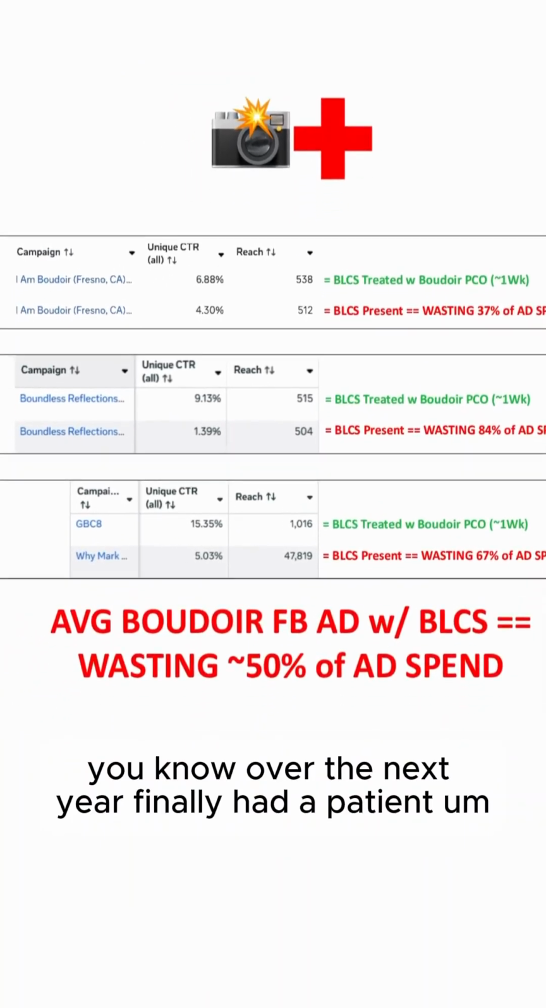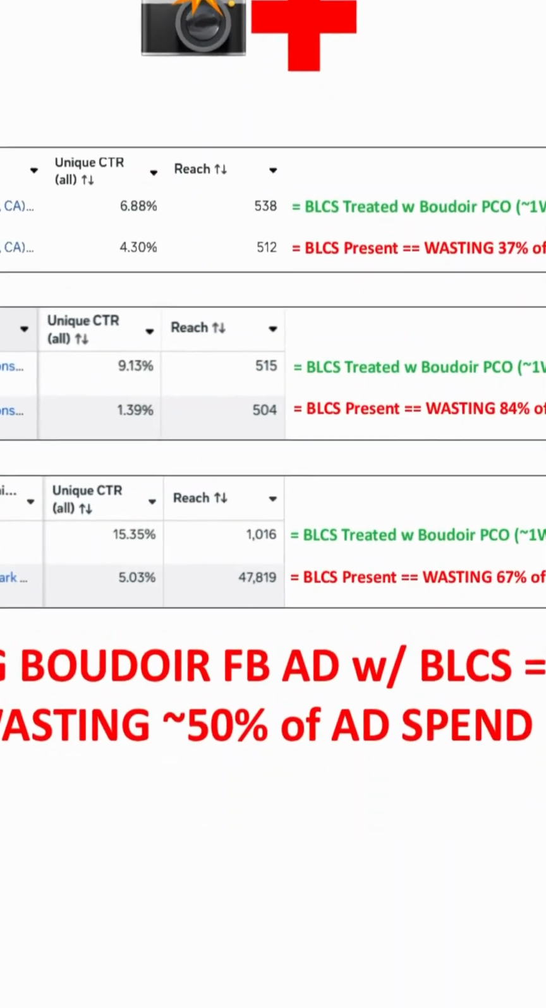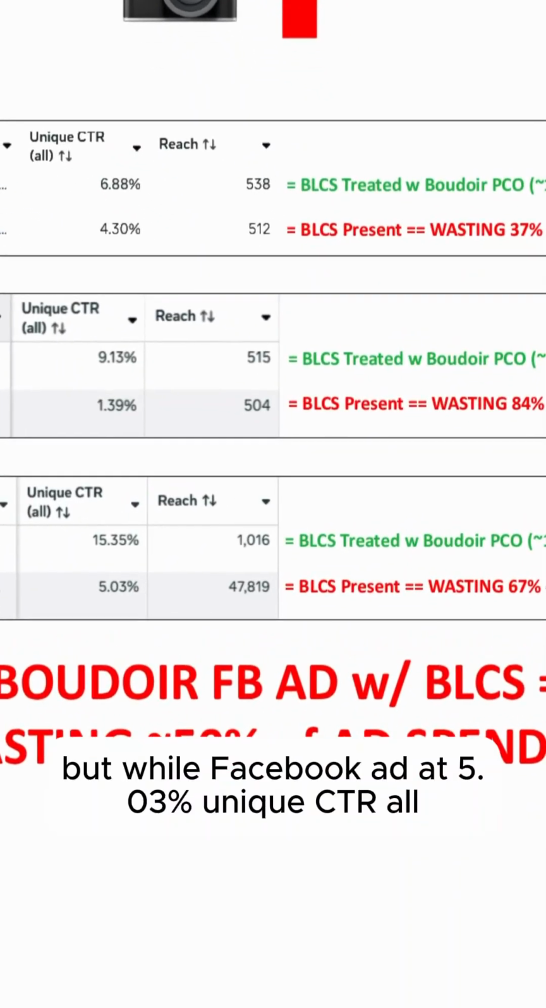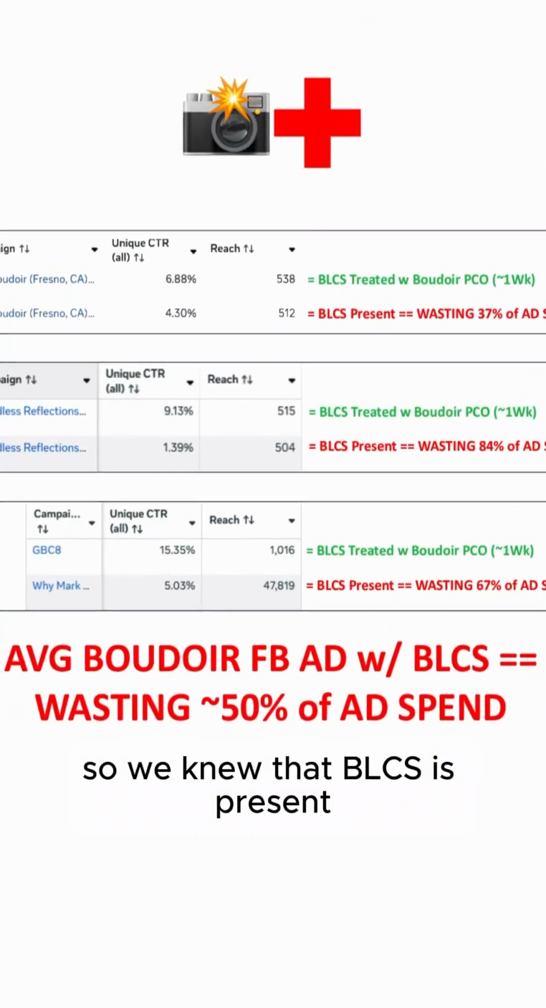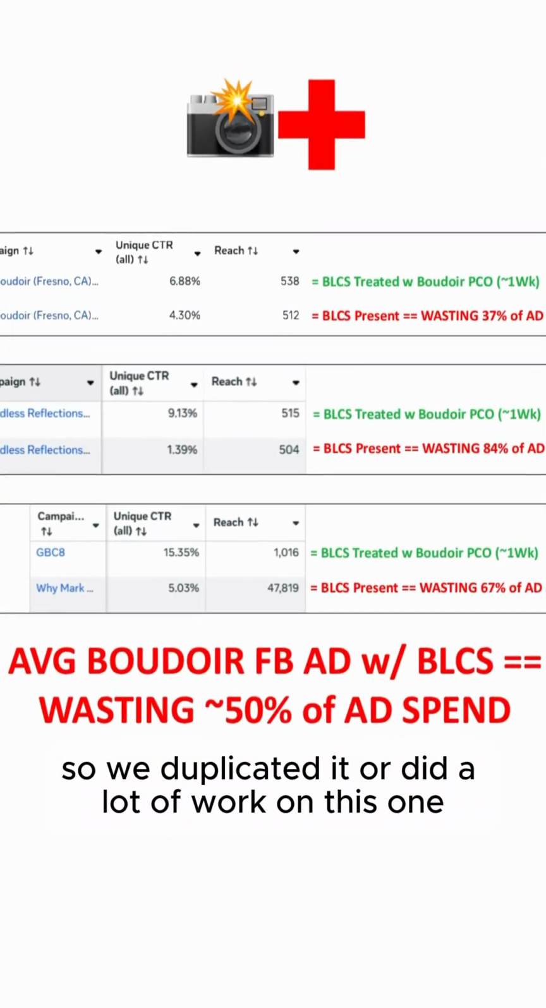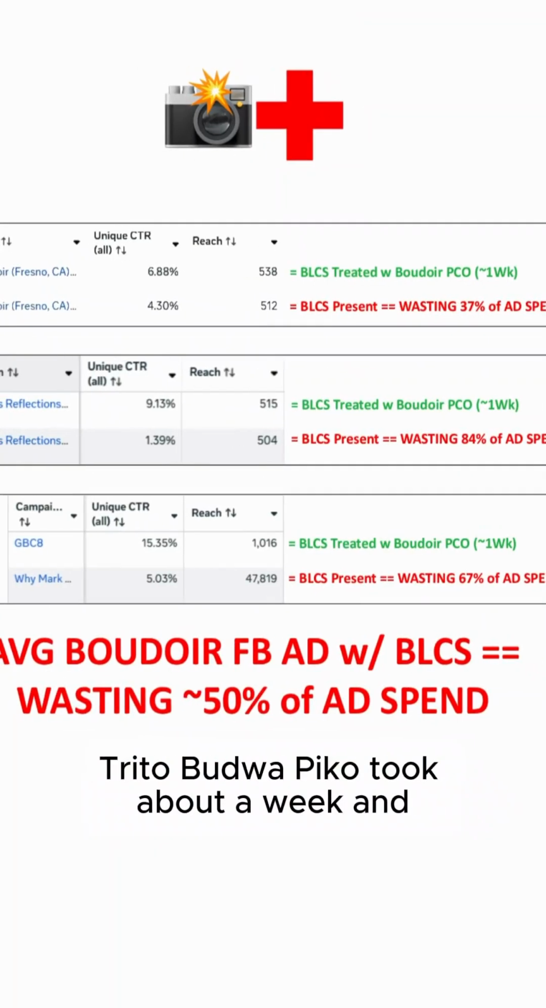Finally, had a patient come in, saw his ads, Boudoir Facebook ad at 5.03% unique CTR all. So we knew that BLCS was present. So we duplicated it, and did a lot of work on this one. Treated it with Boudoir Pico, took about a week.